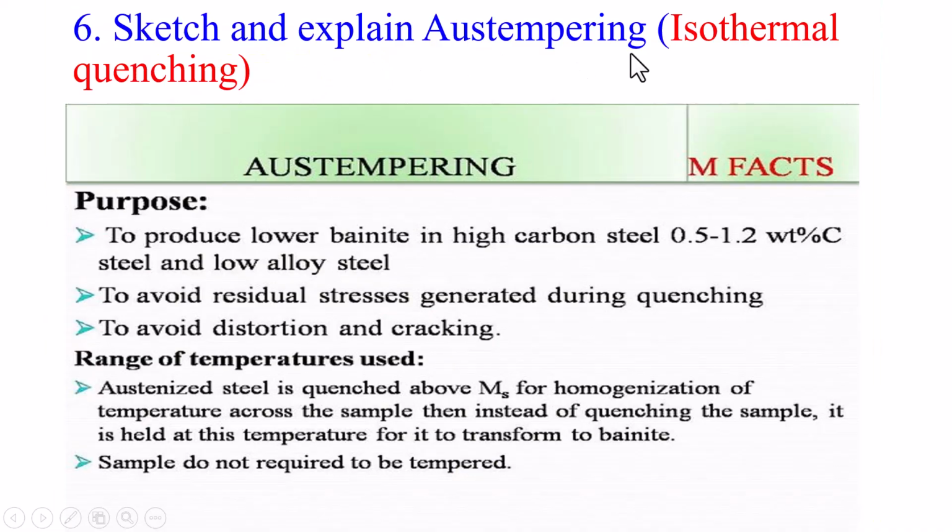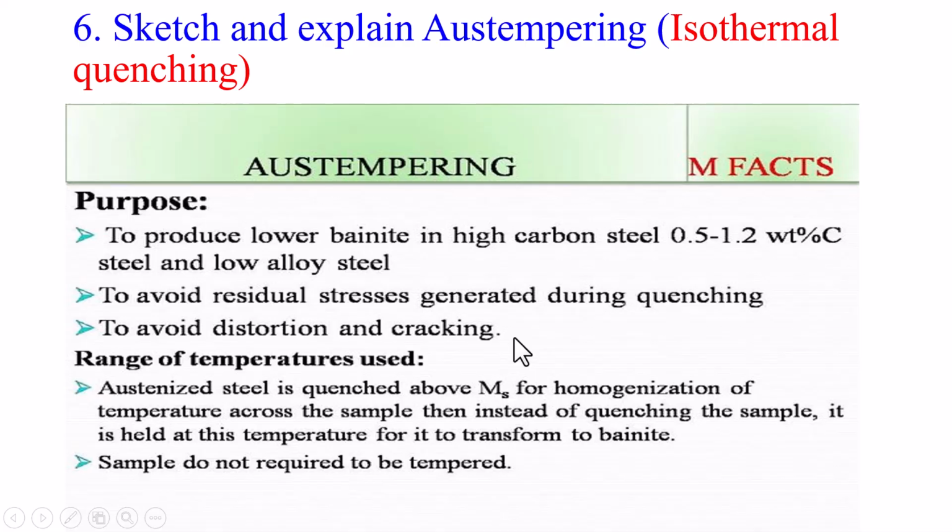Sixth question: sketch and explain austempering. It is also called isothermal quenching. So remember, isothermal quenching also means austempering. What is the purpose of austempering? To produce lower bainite in high carbon steel, 0.5 to 1.2% carbon, and low alloy steel, and to avoid residual stress generated during quenching, to avoid distortion and cracking.